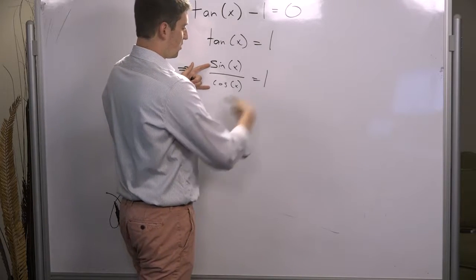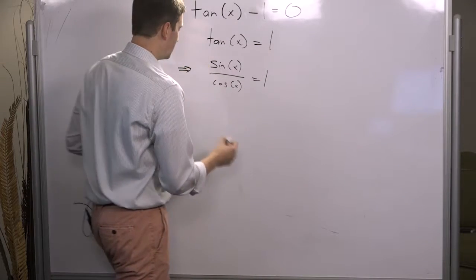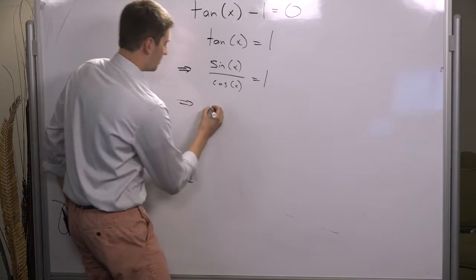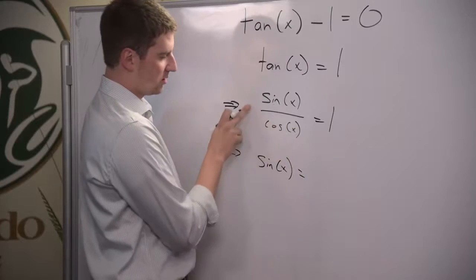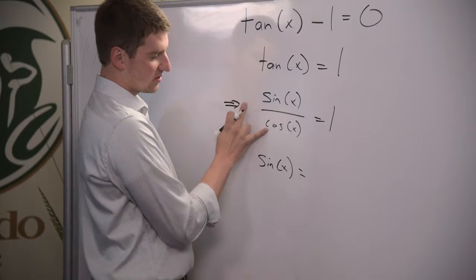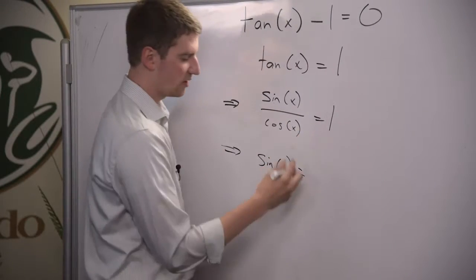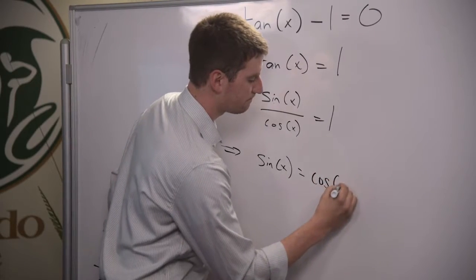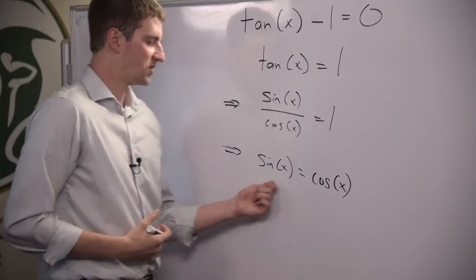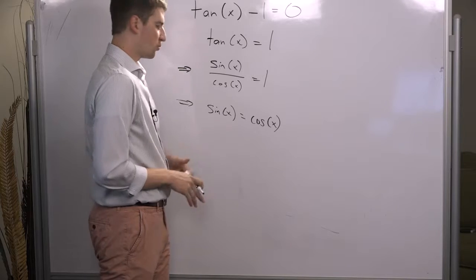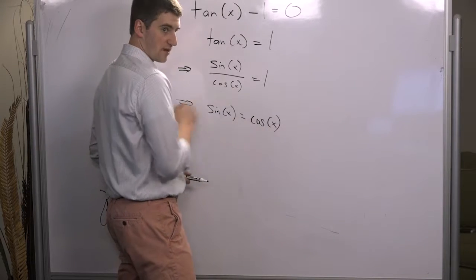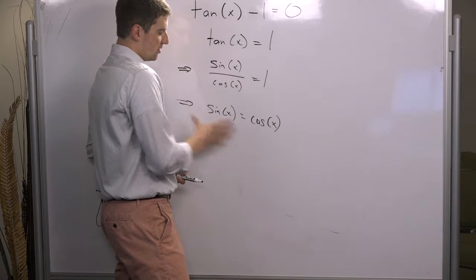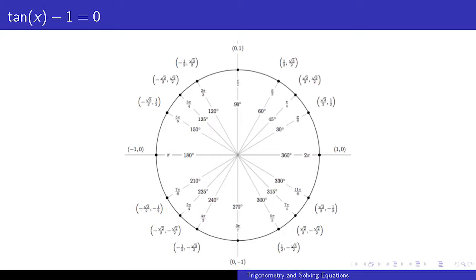Another way we can see this is that we multiply by cosine on both sides. And what we see is that sine of x is going to be equal to, we have a cosine over here which cancels this one, and we have a cosine over here. So 1 times cosine is just cosine. So this is the equation we're now trying to solve for. We're trying to find all x values such that sine of that value is equal to cosine of that value. So from this point, we can use the unit circle.